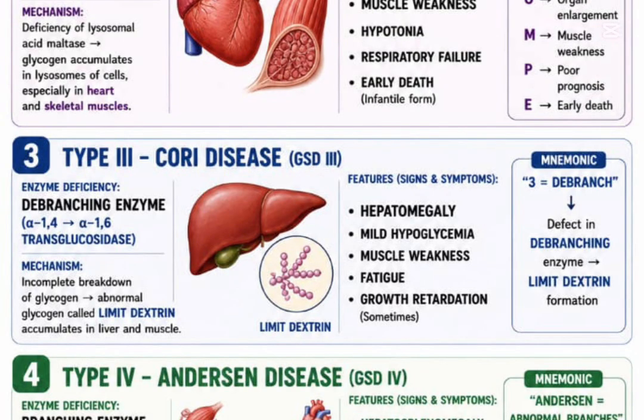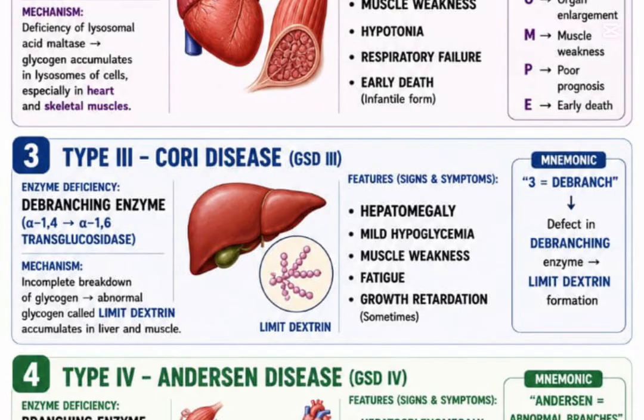Because you have to break down the glycogen to form limit dextrin. Are you getting me? So if you cannot break it down, what happens? There will be accumulation of glycogen in this part. So there will be accumulation of what? Glycogen in the liver and in the muscles. So here there's incomplete breakdown of glycogen, leading to accumulation of glycogen called limit dextrin.